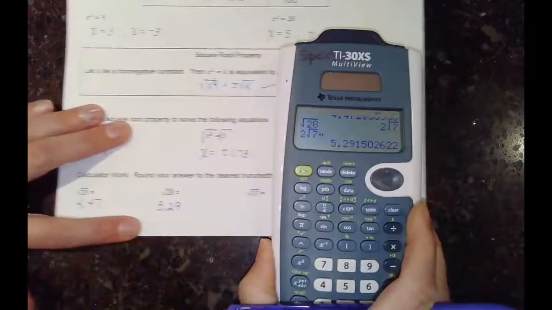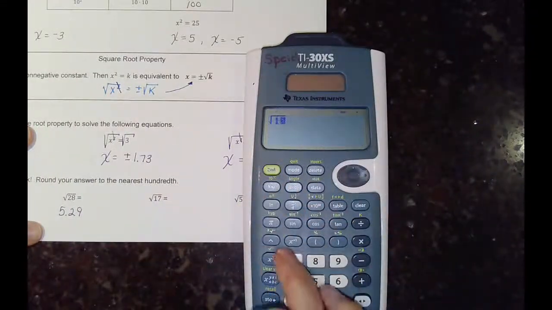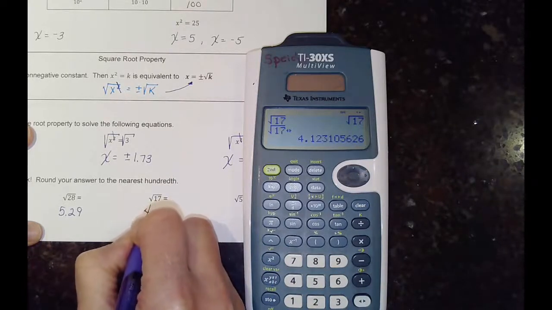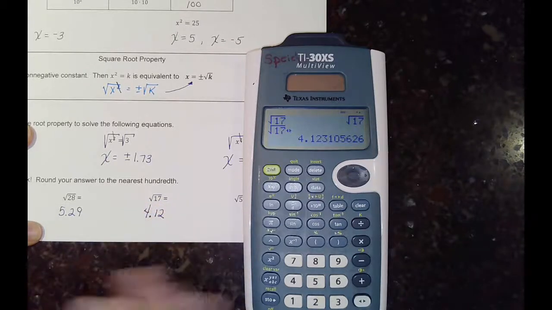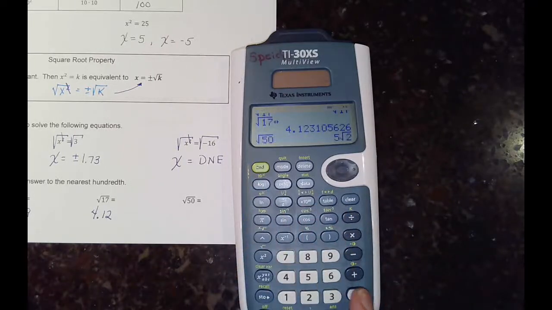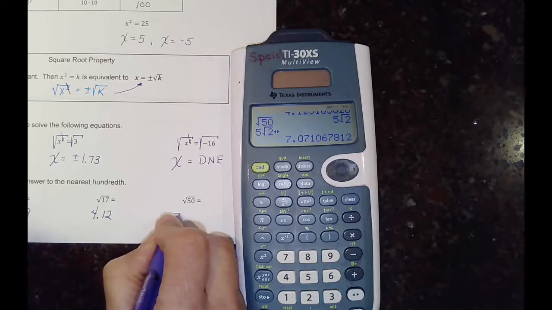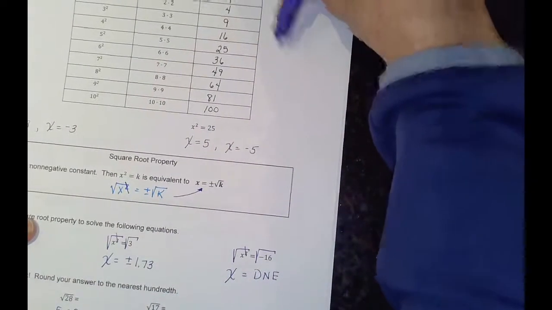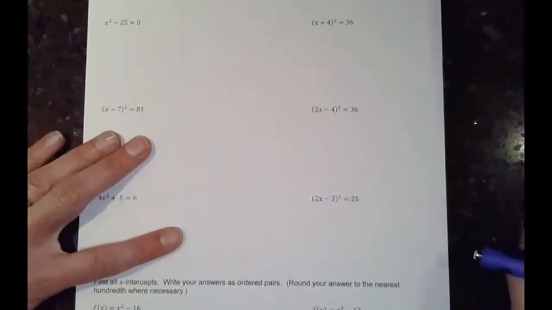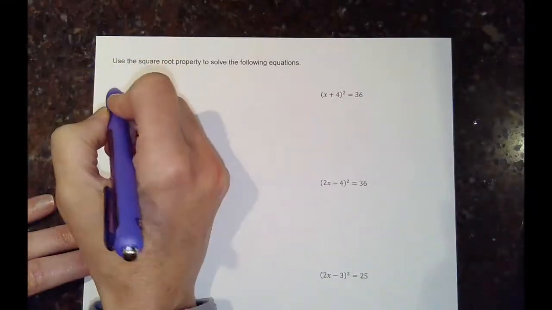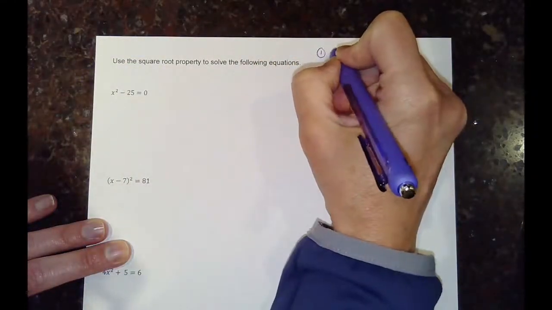Right. Square root of 17. Don't like the answer, so you got to hit change. So 4.12, rounding these to 2 decimals. And then the square root of 50, change, 7.07. All right, so let's jump into solving some quadratics using square roots. So if you're going to use the square root property to solve a quadratic, the first step is to get the squared term by itself.